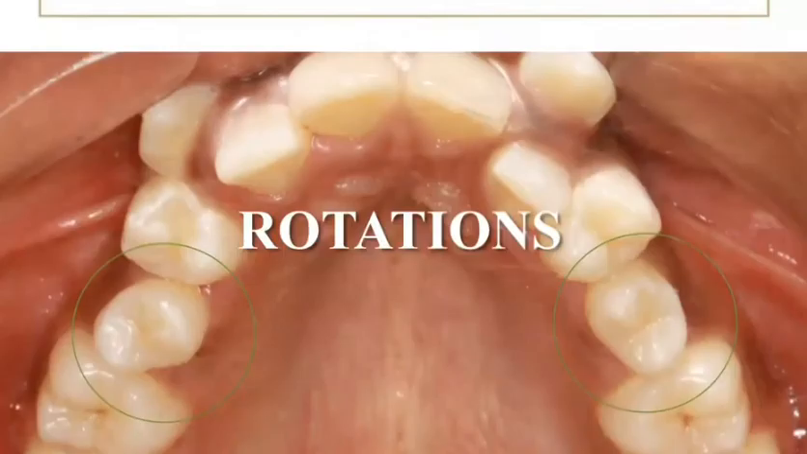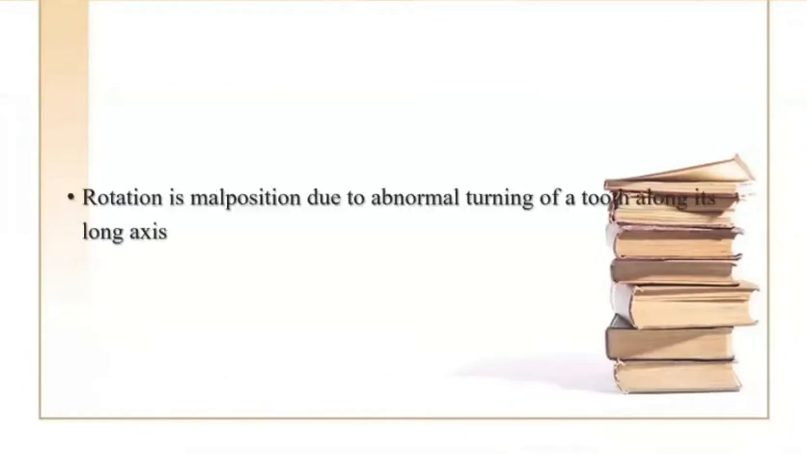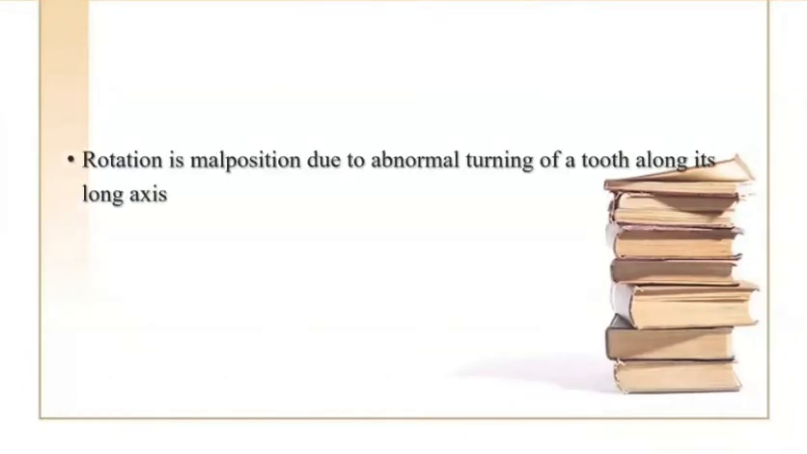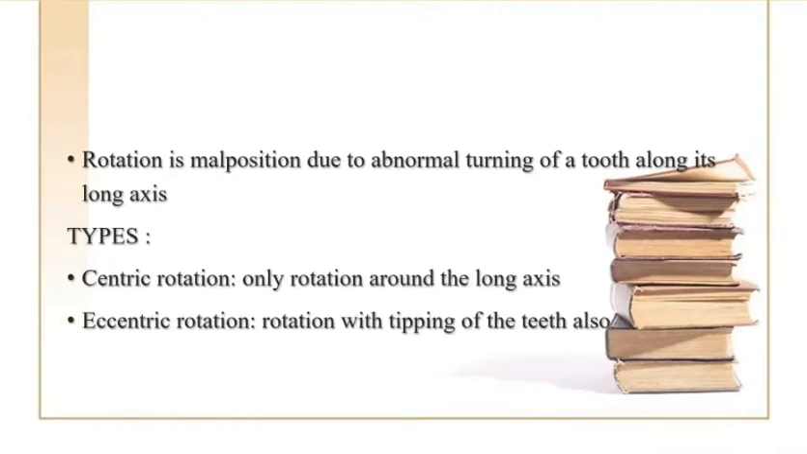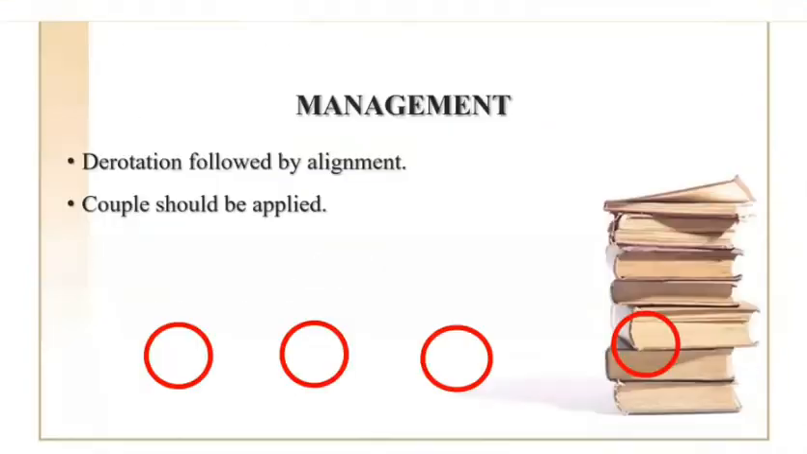Coming to the rotation. Rotation is malposition due to abnormal turning of teeth along its long axis. Types: centric rotation or eccentric rotation. Centric rotation is only rotation around the long axis. Eccentric rotation is rotation with tipping of the teeth also visible.